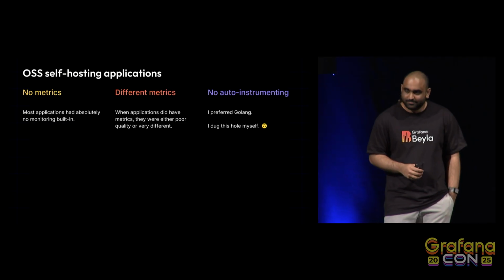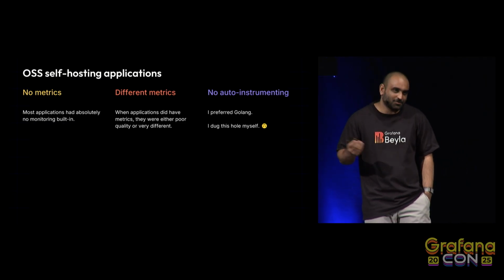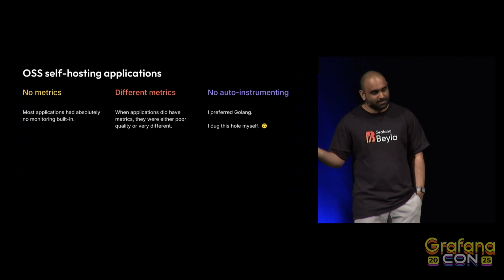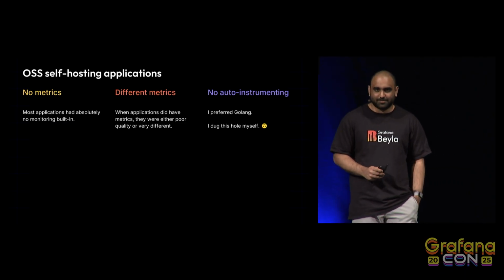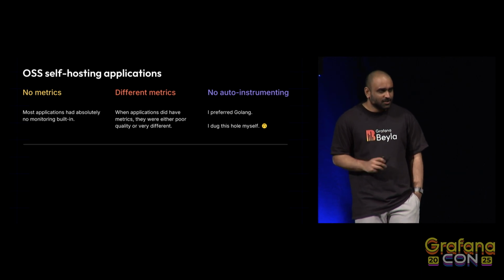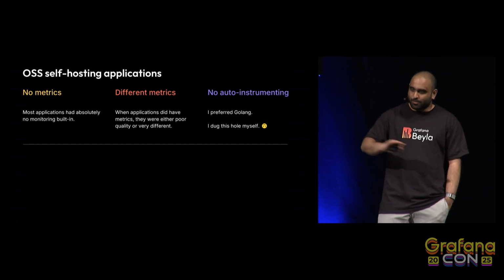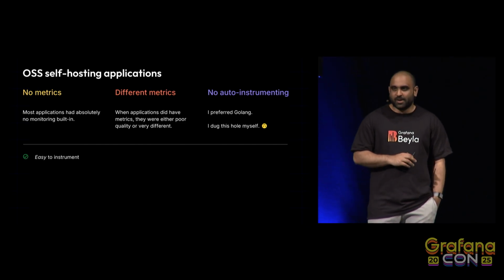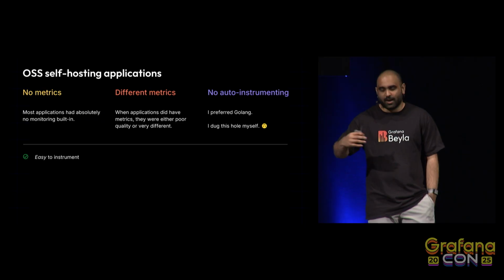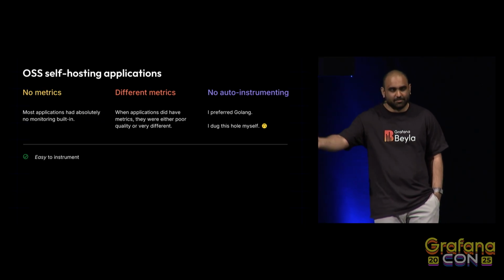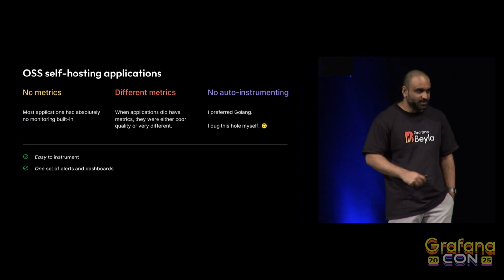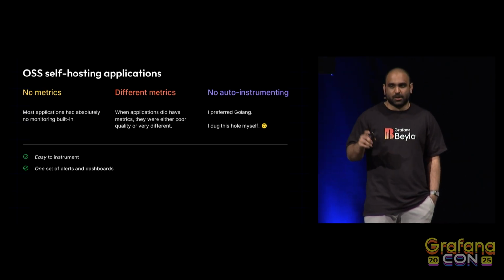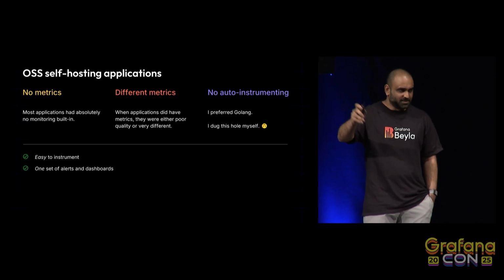But then there is no auto-instrumenting for Go. If it was Java, I could use the Java agent, and maybe I would have consistent sets, but well, I dug this hole myself. So I came up with criteria on how to monitor these. First, it needs to be easy to instrument. I run self-hosted applications of various languages and frameworks, and no matter what I pick, they need to be easy to instrument. I need one set of alerts and dashboards for everything, and I can use a drop-down to pick application A and application B.